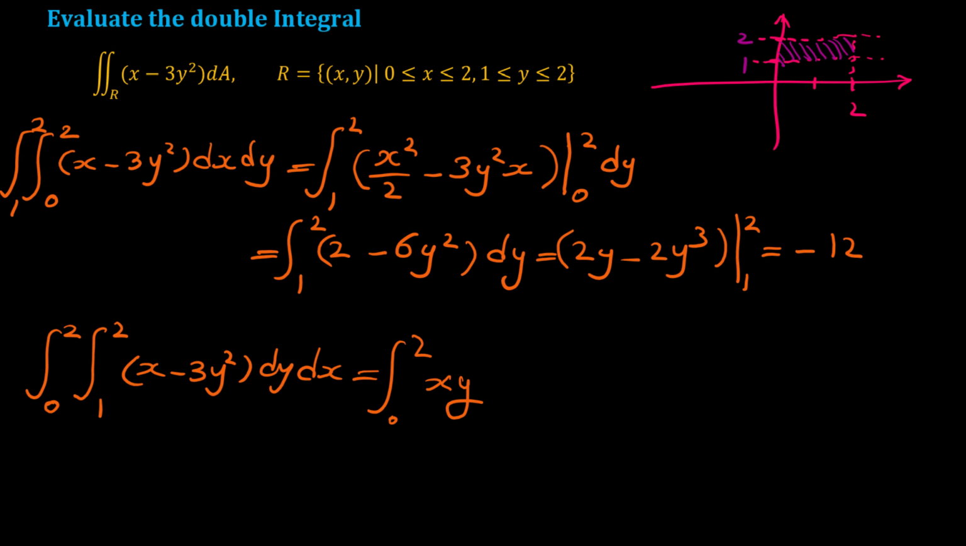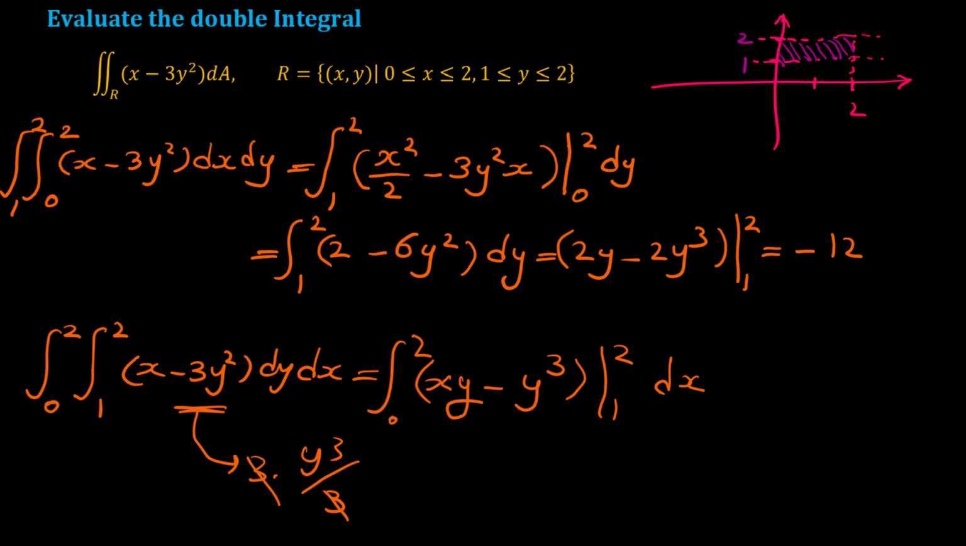We write the number x, and the integral of dy is y. What about 3y to the 2? The integral of 3y to the 2 dy, with y from 1 to 2, and dx. The integral of 3y to the 2 is 3 times y to the 3 over 3. The 3 with 3 cancels, and it's y to the 3.